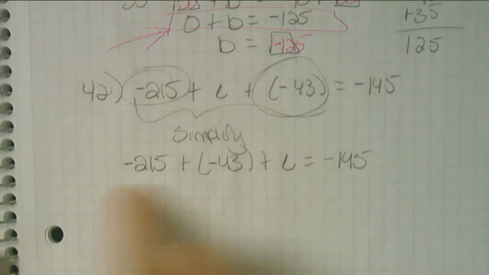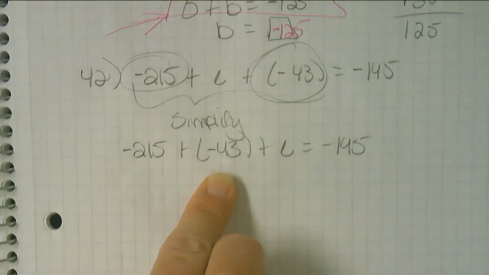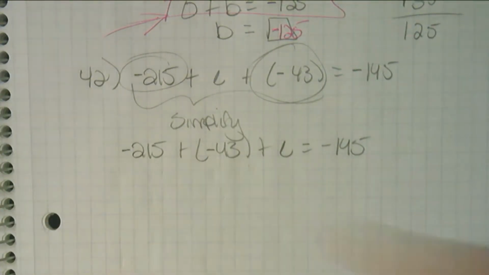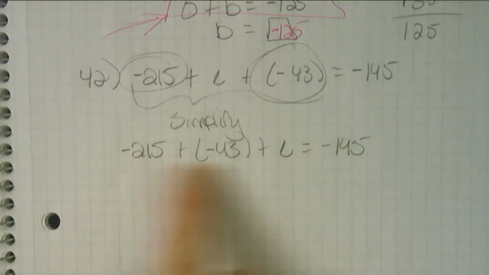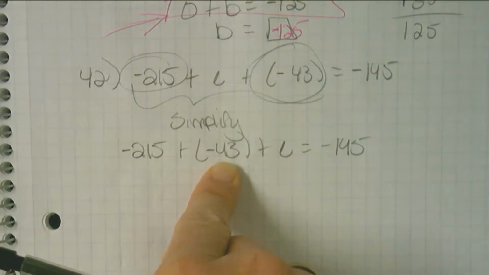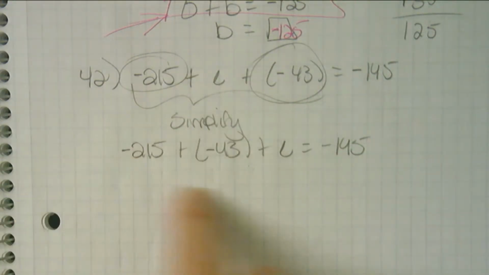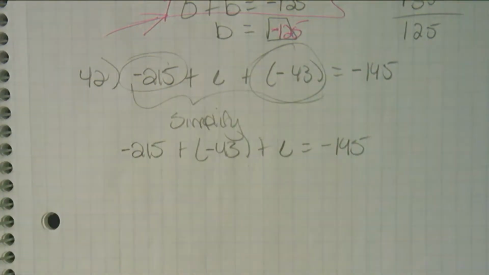If you did that small step, I guarantee you probably would not have added wrong and gotten a positive 172, because I'm making you think about what the numbers are. It's a negative 215 plus a negative 43. Why was I able to move the order of these numbers? Frankie? Because it's only addition. Keep that in mind for 45.